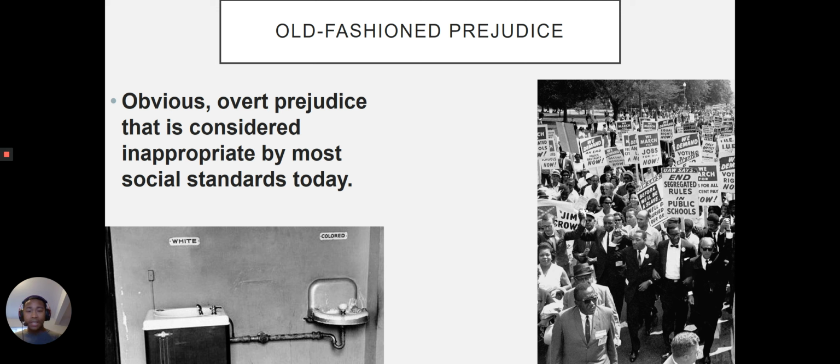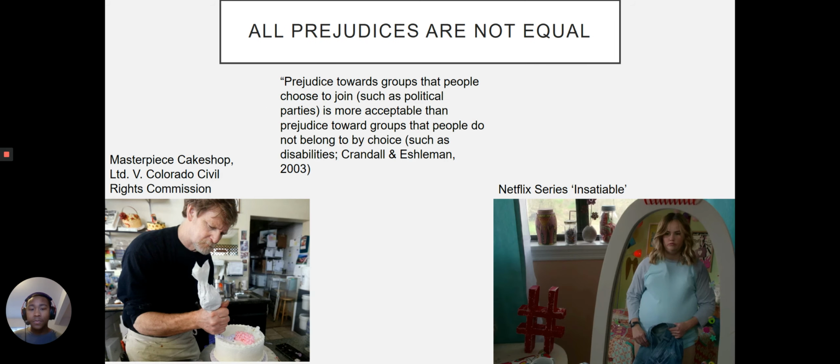And like I said, in the United States, we saw the civil rights movement highlighting many of this overt, old-fashioned prejudice and a legal push to make these practices unacceptable. And we have this idea that all prejudices are not equal. So some prejudices are more accepted than others. We can see media representation of overweight people that are negative, like this image from the Netflix series Insatiable.